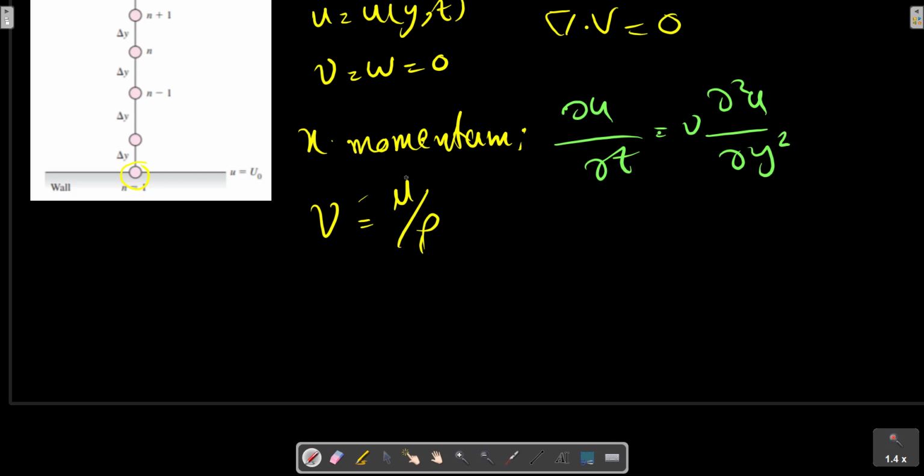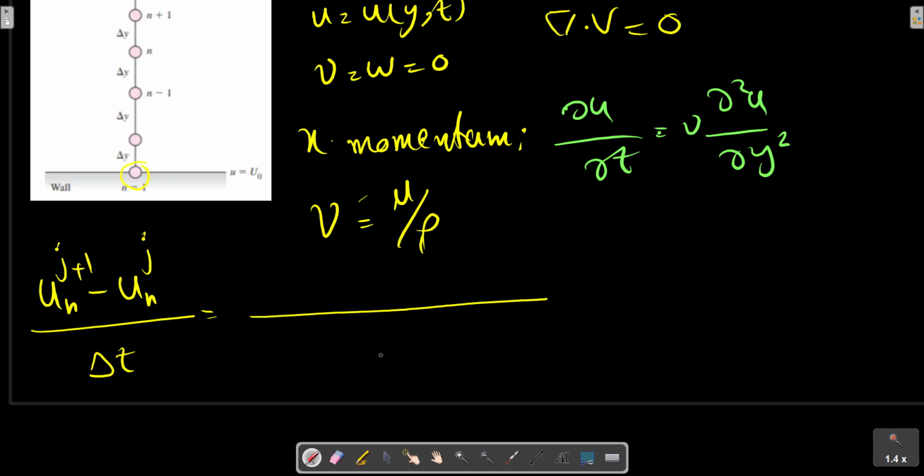Utilizing the same finite difference approximation, algebraically we can write the finite difference form, time forward with a central spatial difference, for the momentum equation. Here j denotes the location in time, and n denotes the location of the nodes in space. Rearranging, we find that we can solve explicitly for u n at the next time step.